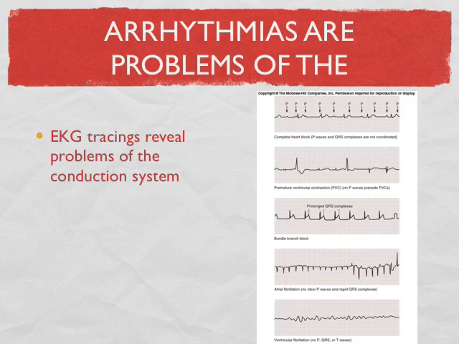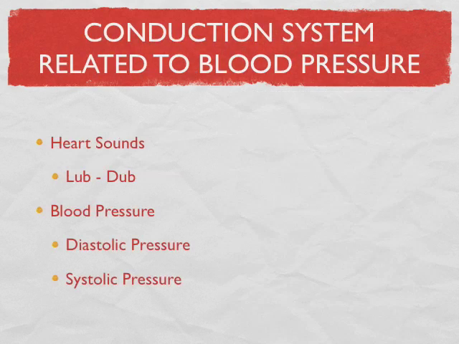The EKG tracing can tell us a lot about what's going on in the rhythmic contraction of the heart. And of course, this whole contraction, this rhythmic contraction, is responsible for the heart sounds that we hear. The contraction of the muscle, remember, is what opens and closes the valves. Valves don't work on their own. They're just simply responding to the movement of blood that is created by the contraction of the atria or the ventricles. And of course, diastolic and systolic blood pressure, again, are regulated by the contraction of the heart.